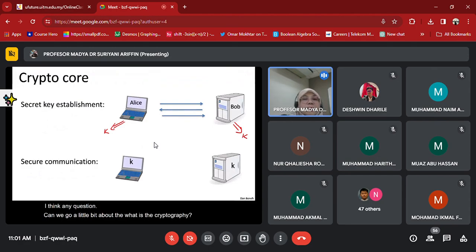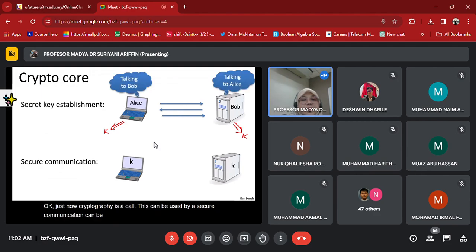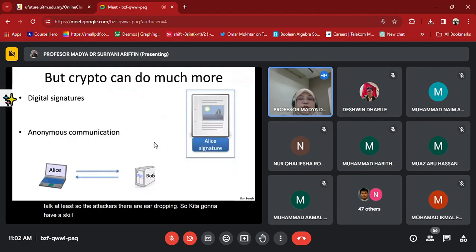Okay. Just now, cryptography is a core. It can be used for secure communication, and for secret key establishment. So when Bob wants to talk to Alice, and Alice wants to talk to Bob, the attackers are eavesdropping, so we have to have a secure communication. Cryptography can also be used as a digital signature.